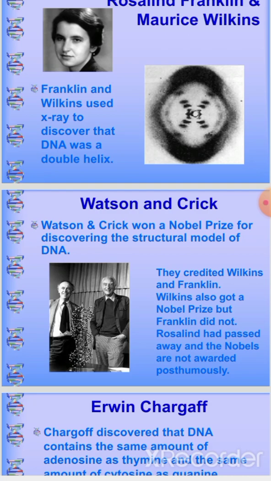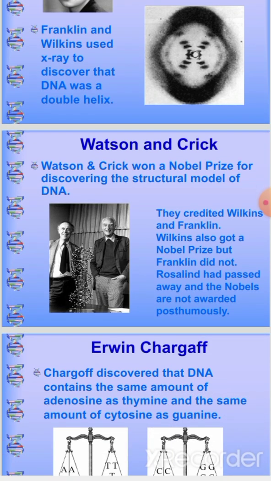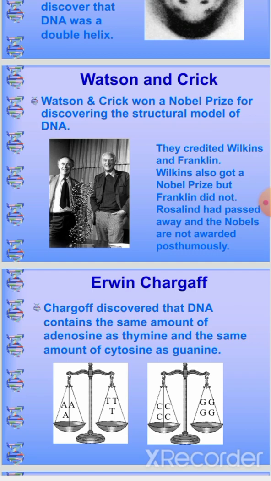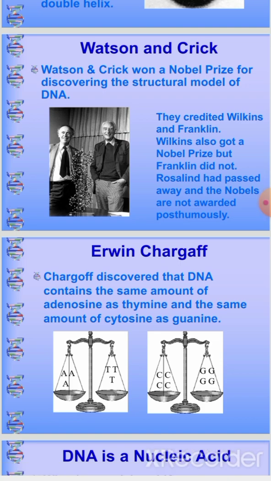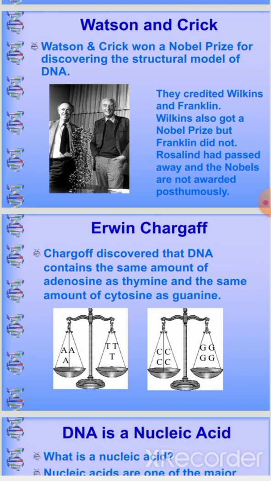And Watson and Crick won a Nobel Prize for discovering the structural model of DNA. Watson and Crick determined the structure of DNA. They credited Wilkins and Franklin. Wilkins also got a Nobel Prize, but Franklin did not. Rosalind had passed away, and the Nobels are not awarded posthumously.